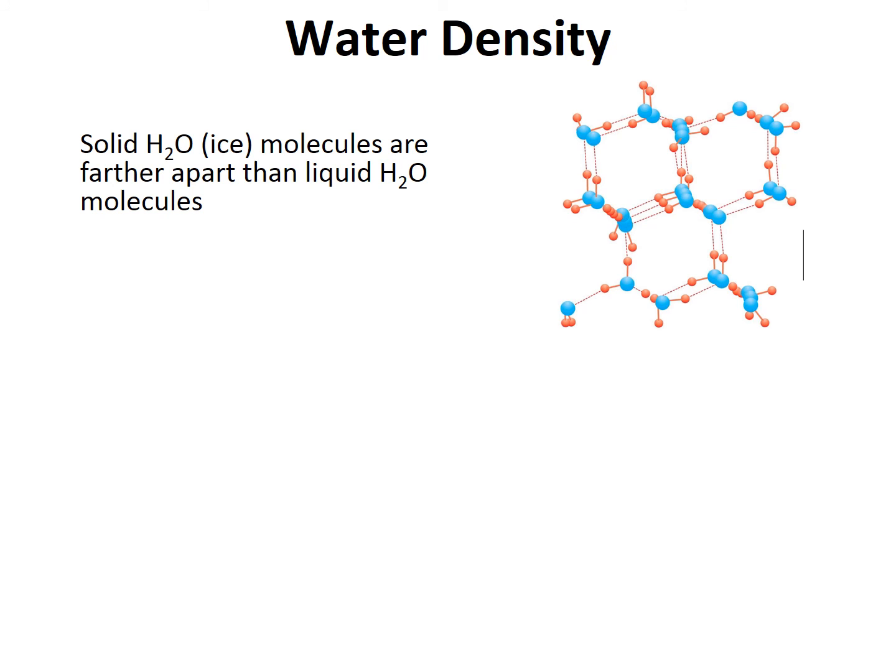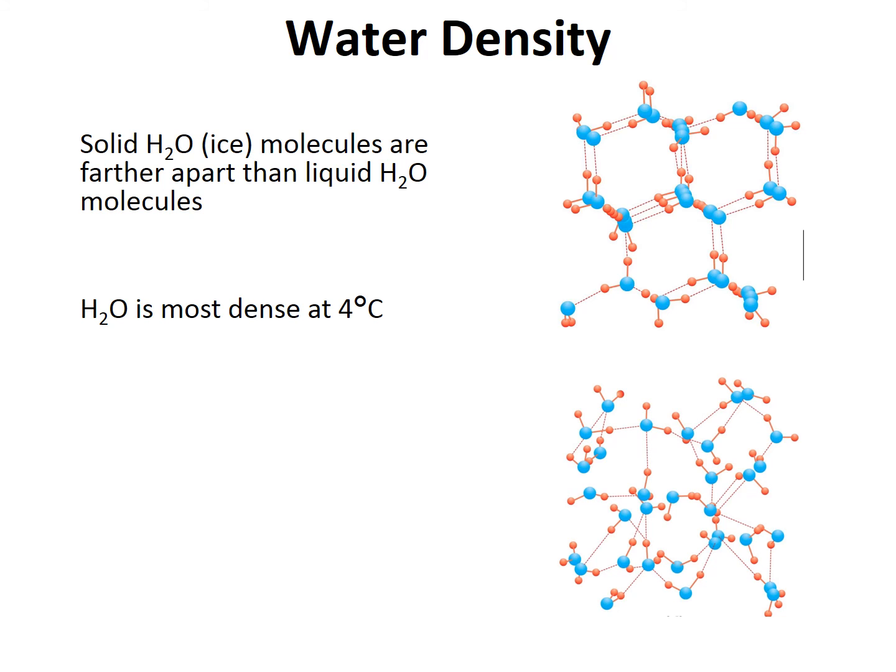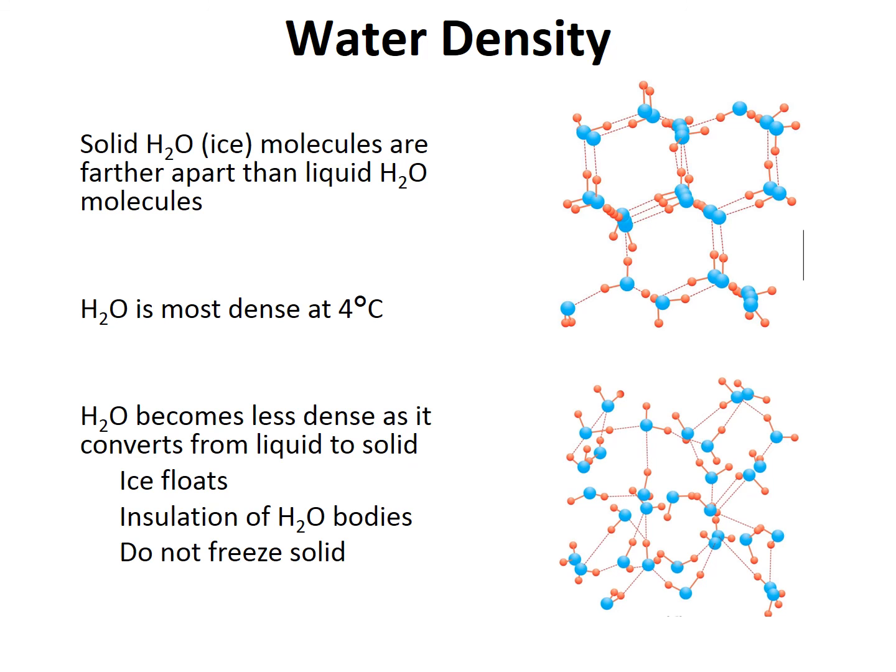So water actually becomes less dense as it forms into a solid and is actually most dense at 4 degrees Celsius, right before it freezes into that solid. This is very significant for ecology, that water becomes less dense as it converts from a liquid to a solid.